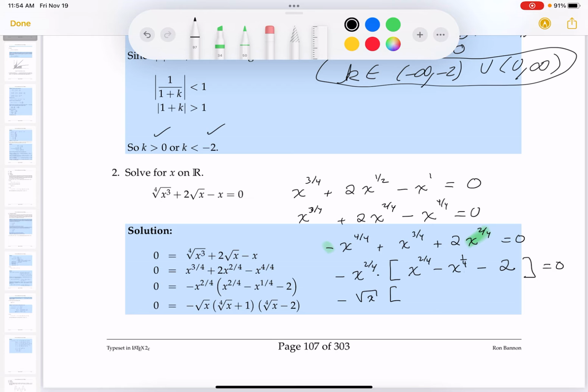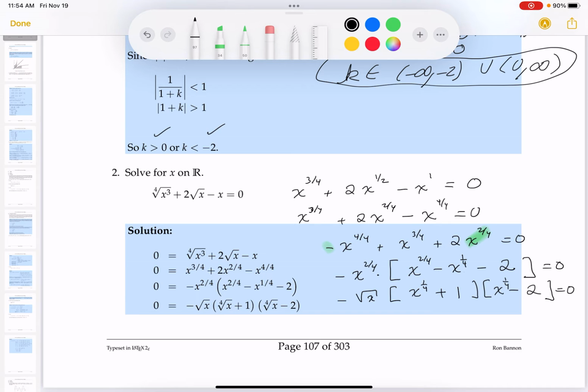Looks like it might be factorable. X to the 1/4. Whatever I put down, I'm going to check it. X to the 1/4. I would say 2 and 1. Looks like minus plus. And is that going to work? Well, x to the quarter times x to the quarter is x to the 2/4. That works. And then you get minus 2 x to the quarter plus x to the quarter, which would be minus, yeah, it works out beautiful.